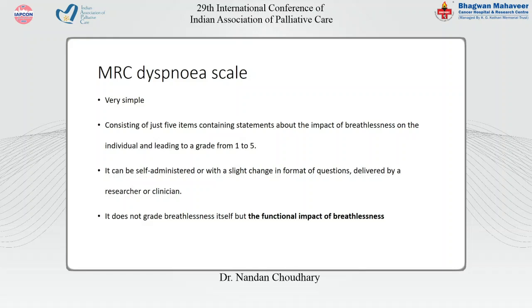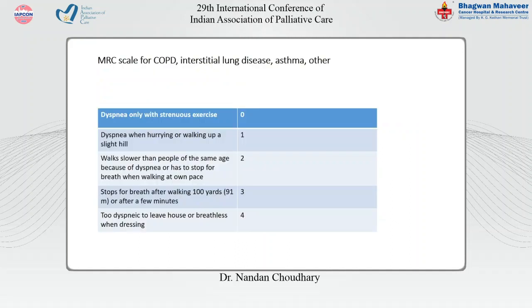The second disease that we encounter in palliative care is COPD. Mostly, breathlessness in COPD patients affects their functionality. So this is a tool which measures not the severity but the functionality, the Modified Medical Research Council dyspnea scale, which is very simple, consisting of just 5 items containing statements about the impact of breathlessness on the individual and leading to a grade from 1 to 5. It can be self-administered or, with a slight change in format of questions, delivered by a researcher or clinician. It does not grade breathlessness itself, but the functional impact of breathlessness.